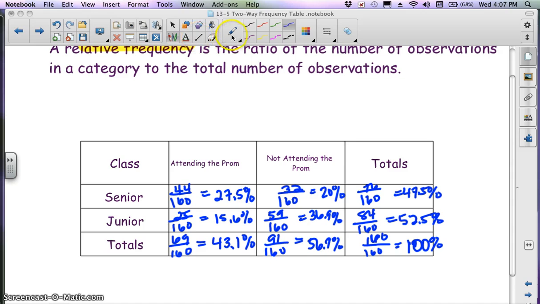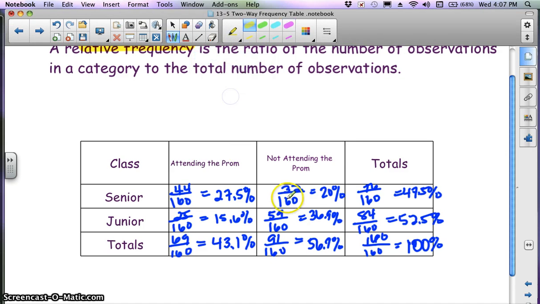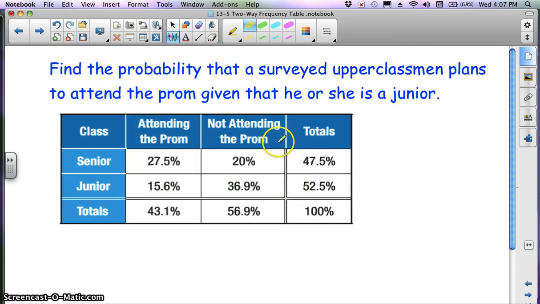Alright, so this is what your table should look like. And the key here is to get that 100% on both margins here. So we want to get that 100%. So make sure you have that. Go ahead and correct and fix if you need to. So then using the table, using the percents, we could do some probability.